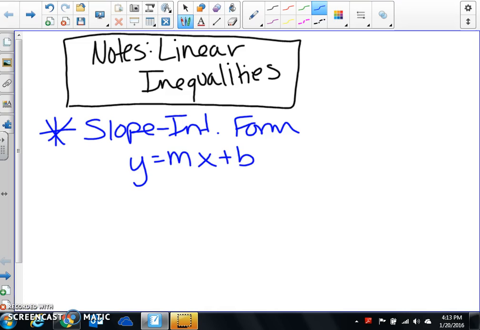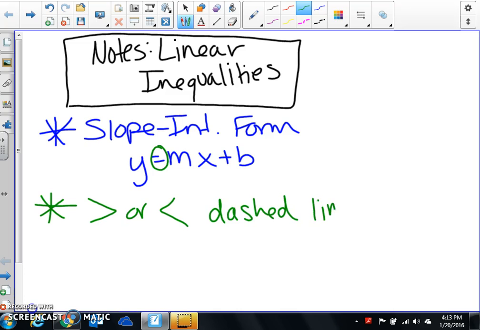Now, this is going to be an inequality, so instead of an equal sign, it's going to have an inequality. So greater than, less than, or whatever else, okay? Another thing that we have to know is if it is greater than or less than, it's going to be a dashed line. If it's got that equal sign under there, it's going to be a solid line.